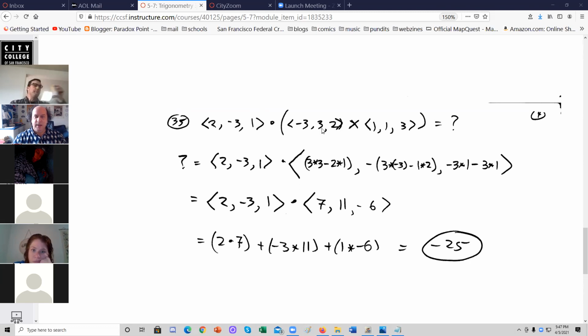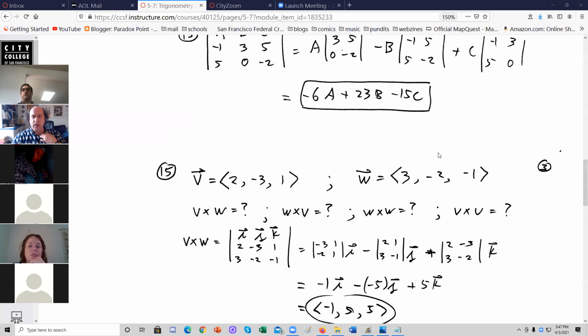So, all right, 2, negative 3, 1 dot the cross product of negative 3, 3, 2 and 1, 1, 3. Okay. Negative 3 times 3 minus 2 times 1, minus negative 3 minus 3 times negative 3 minus 1 times 2, plus negative 3 times 1 plus 3 times 1. It comes out to 7, 11, negative 6.